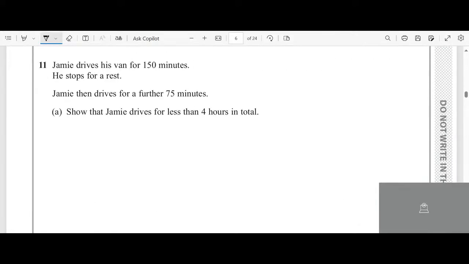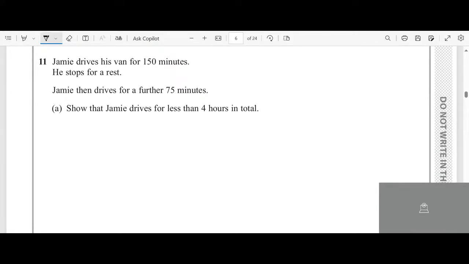Let us proceed to question number 11. Question number 11, you're told that Jamie drives his van for 150 minutes. He stops for a rest. Then Jamie drives for a further 75 minutes. Show that Jamie drives for less than 4 hours. We just want to confirm that the time taken here and the time taken here should be less than 4 hours. Let us show that. So let us first find the total time.